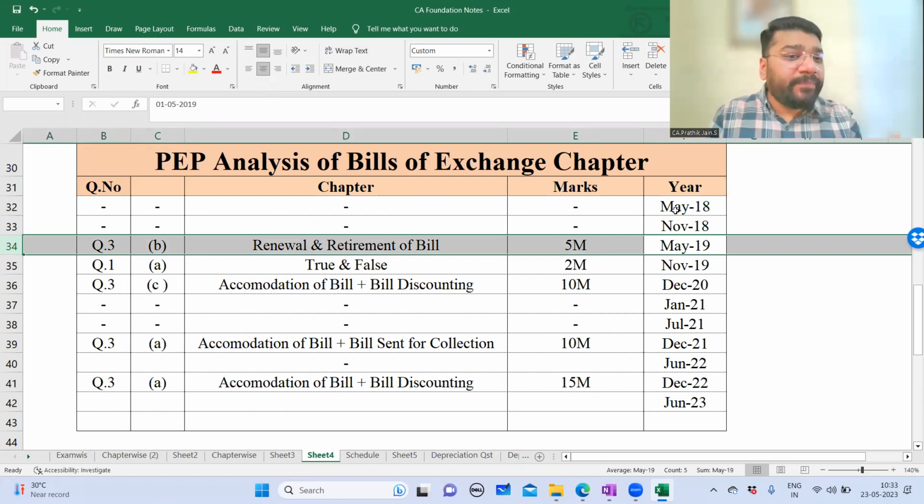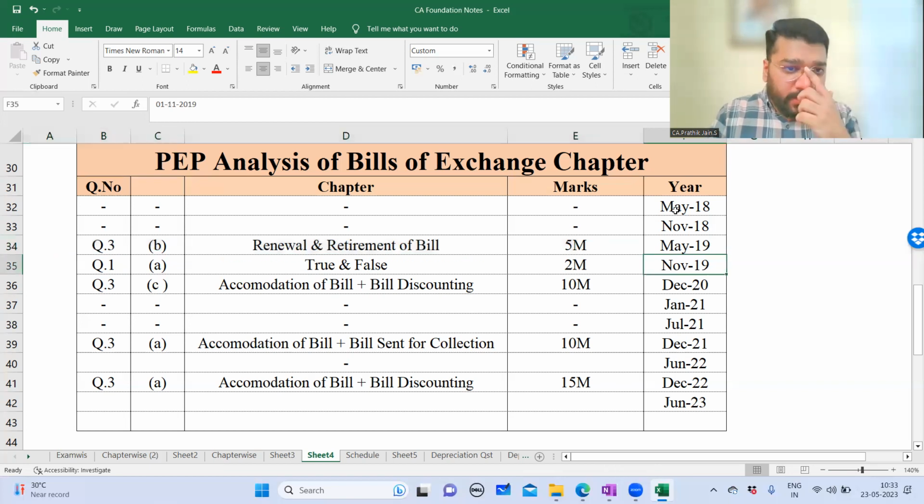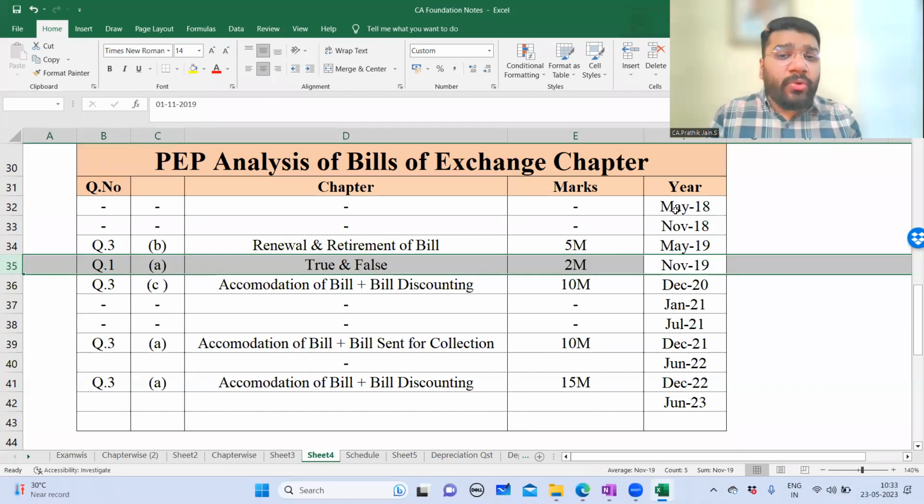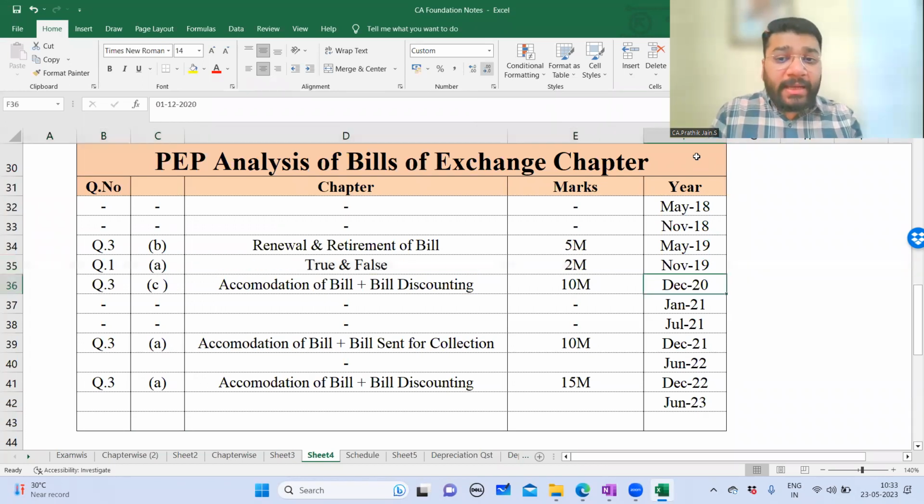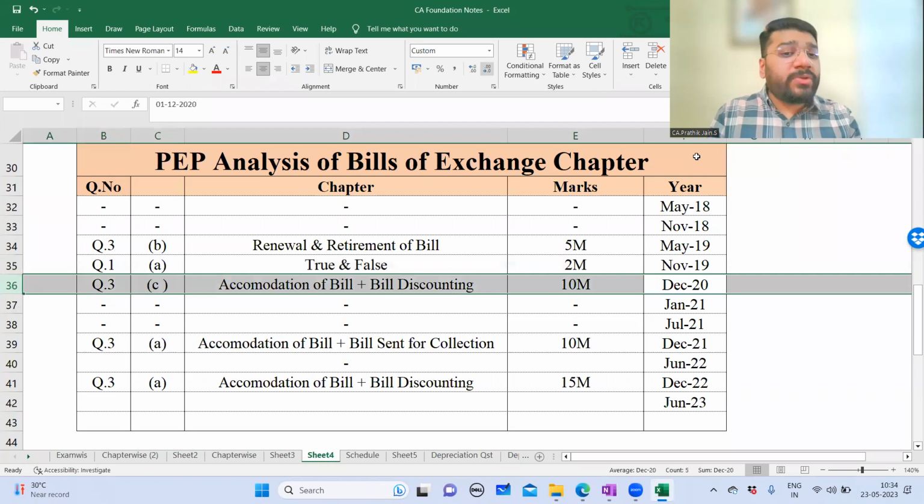So it was question 3, B part of the question, where they asked a question on renewal and retirement of the bill, which is your 11th standard topic. In your November 19, you had one true and false question that was asked from the bills of exchange topic, compulsory question number 1. Then again, December 2020, there was one question for straight 10 marks on the concept of accommodation of bill plus bill discounting. So these were the two concepts merged together and asked as a question for straight 10 marks.